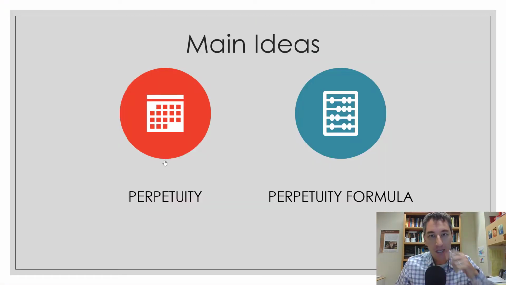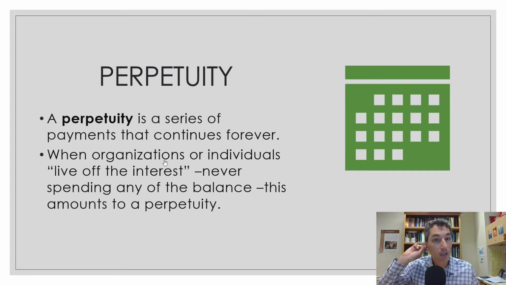So just two main ideas. It's sort of a short section. What is a perpetuity? And then, the simple formula for a perpetuity. So first, a perpetuity is a series of payments that continues forever. When organizations or individuals, quote, live off the interest, never spending any of the balance, this amounts to a perpetuity.